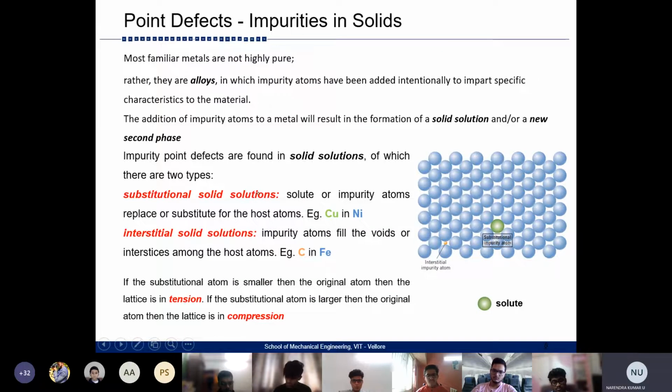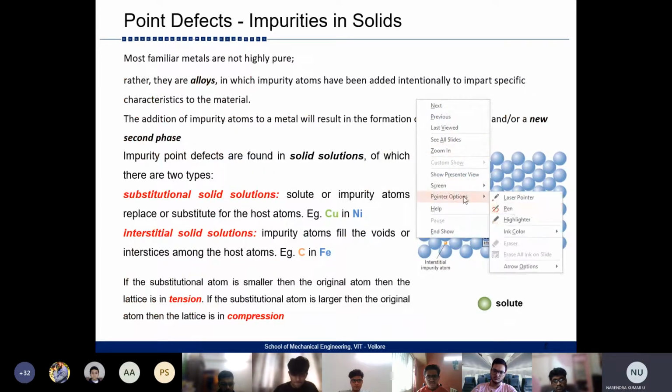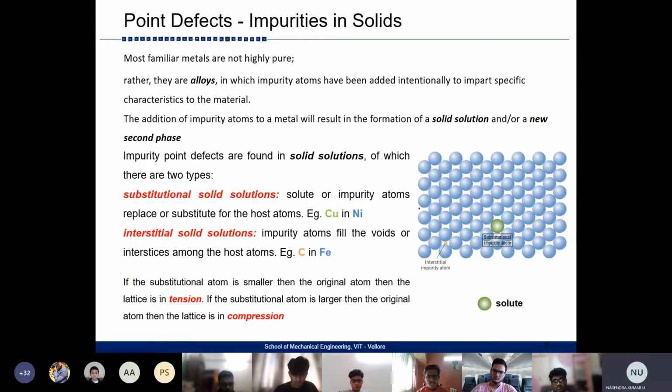The next type of point defect is impurities, which are going to be in the solid. If you take the same number of atoms, this is an idealized solid structure where these are the atoms on the lattice points. But the thing is, it is not so. Always there are some other impurities based on the system.